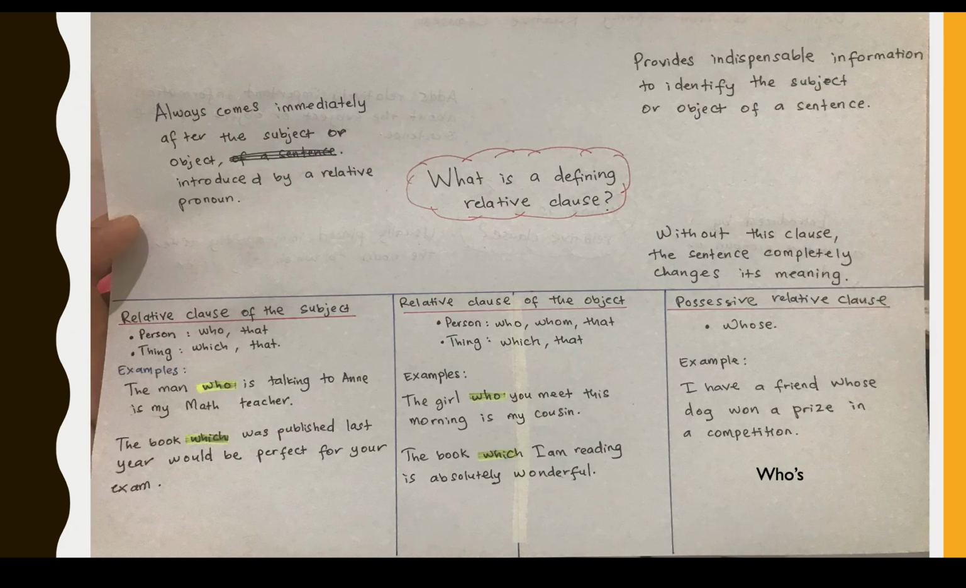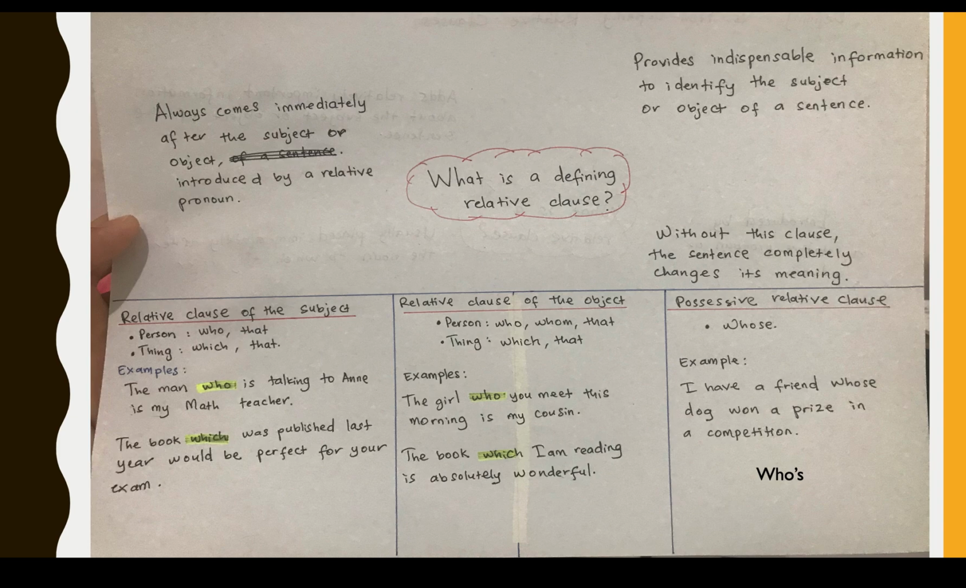So what is a defining relative clause? A defining relative clause provides indispensable, essential information to identify the subject or object of a sentence. So we need this information in the sentence. Without this clause, the sentence completely changes its meaning, and it always comes immediately after the subject or object, introduced by a relative pronoun. Let's see some examples.